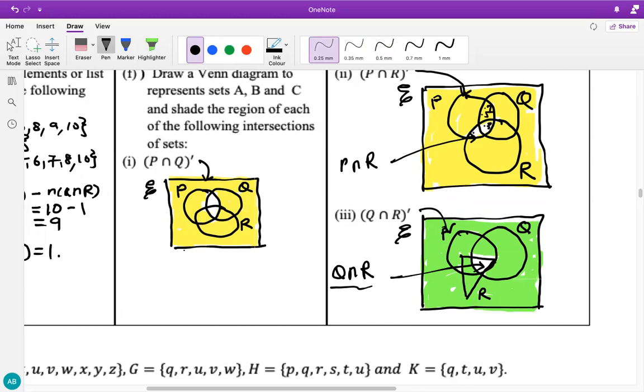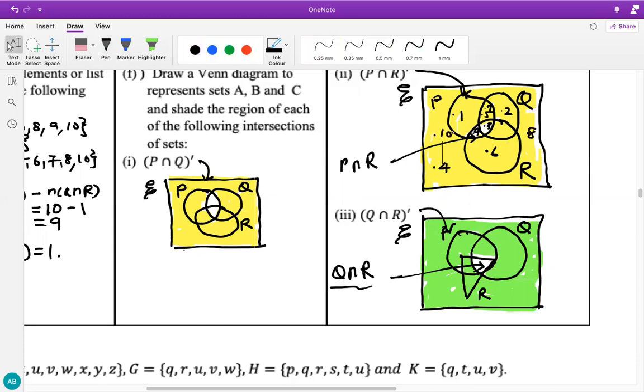This is 3. This is 9. This is 1. Right? And then this one, nothing inside. So this one is 2, and then this one is 6, and this one is 4, 8, 10.